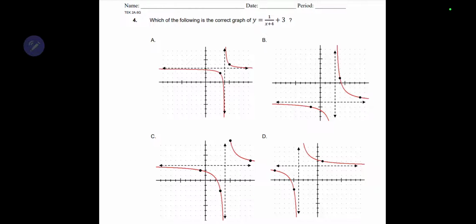So again, we're looking, this right here is a lie. Is there any way to move this? Yeah, there we go. That's a lie. So when it says +4, that means it went left 4.